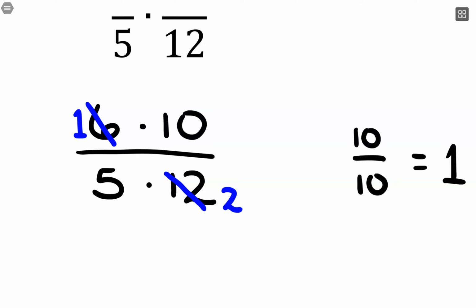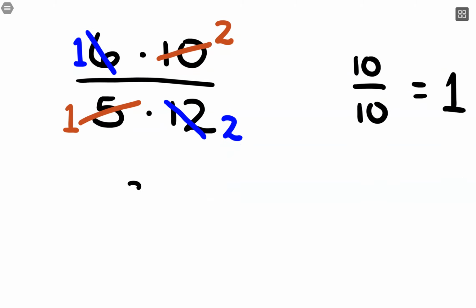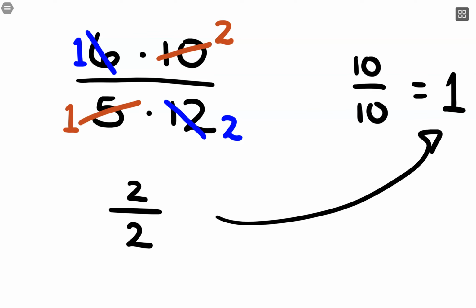a common factor of 5. So 10 divided by 5 leaves us with a 2. 5 divided by 5 leaves us with a 1. So in the numerator, we end up with 1 times 2 over in the denominator 1 times 2, which would also get you to that final answer of 1.